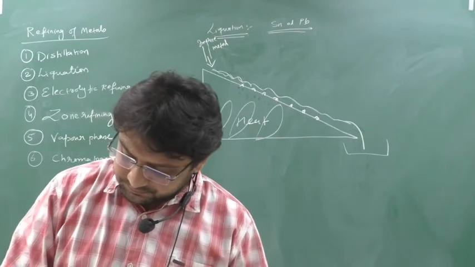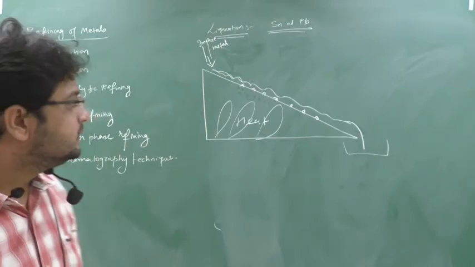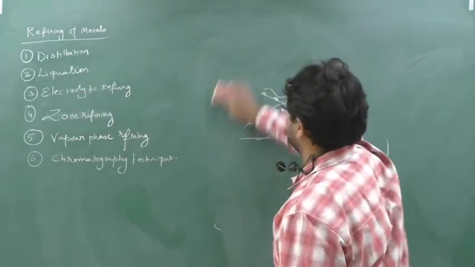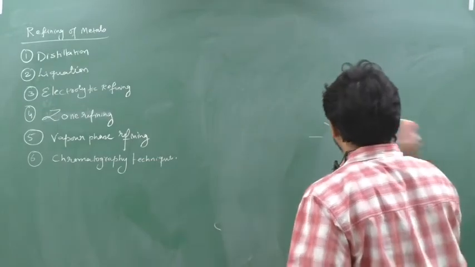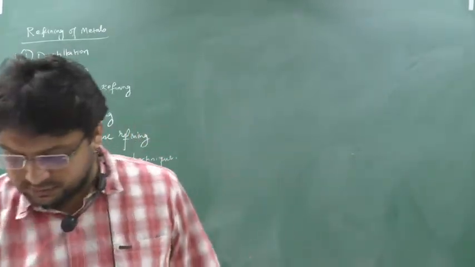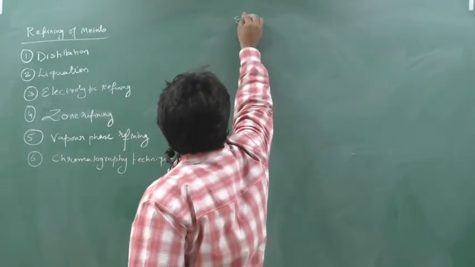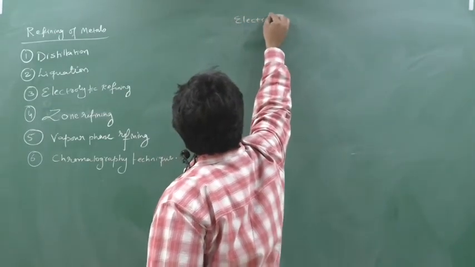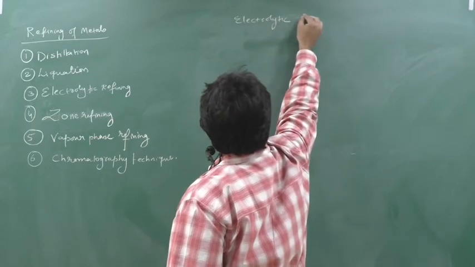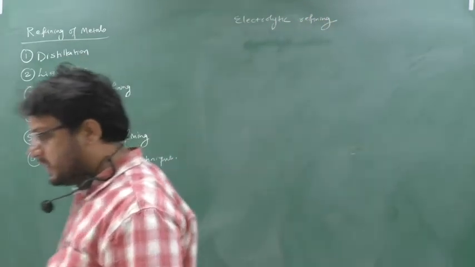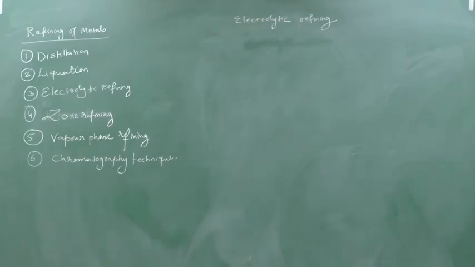Clear this part? Chalo. So next we are going to see electrolytic refining. In many places we have done this in electrochemistry. This is the most convenient method. Okay, now we will see this, and you know this also because we have done it many times.